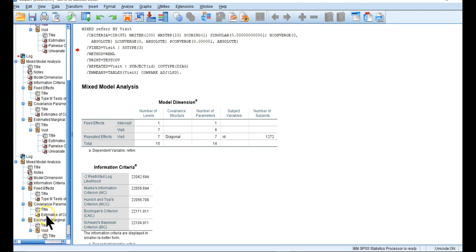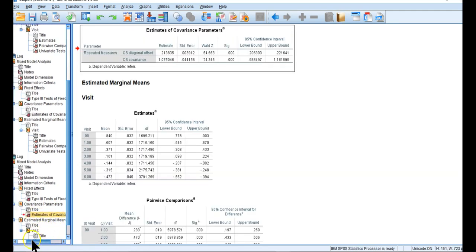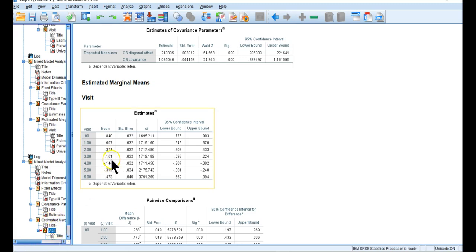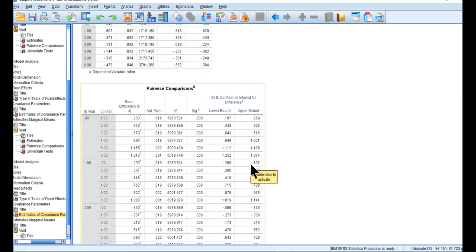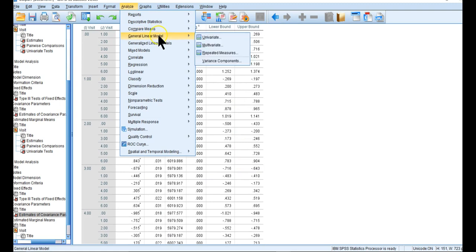And our means are still the same. Our covariance structure, now we have these 2. So this is that overall sigma, and this is the sigma 1. I think actually I said that wrong. I think this is the sigma 1, the diagonal offset. That's the variance estimate right there. All right. Let's try another one. Analyze.